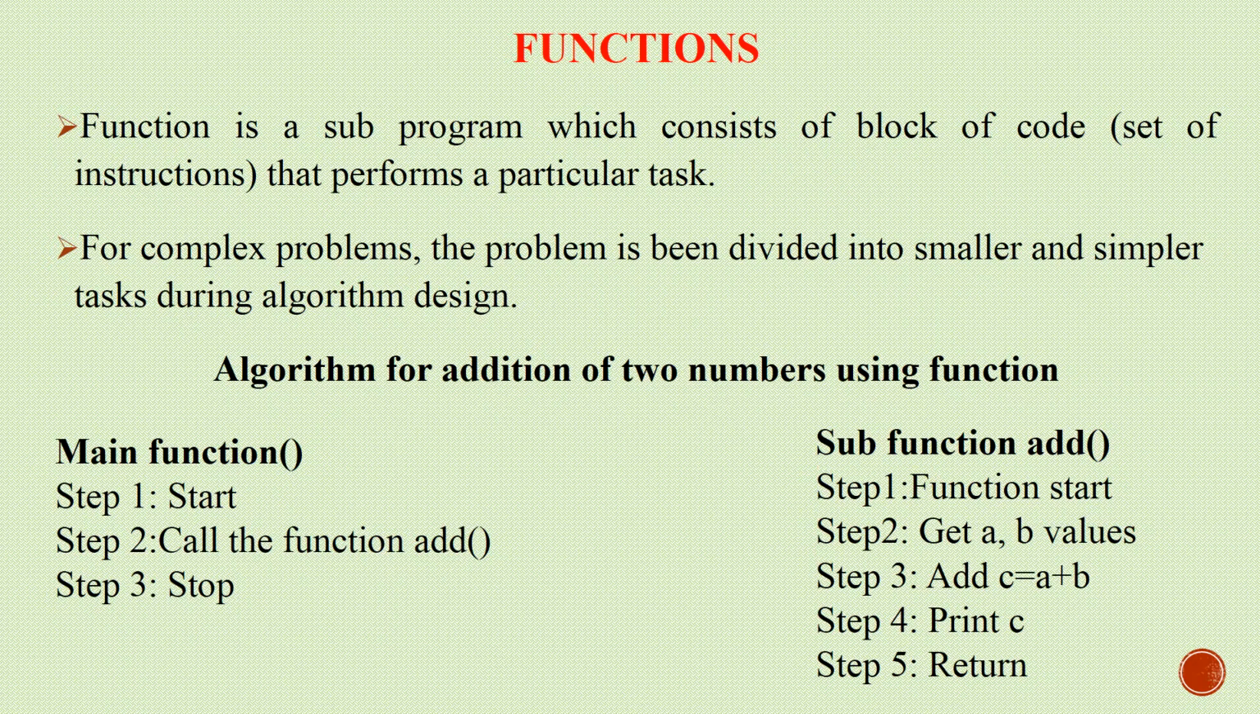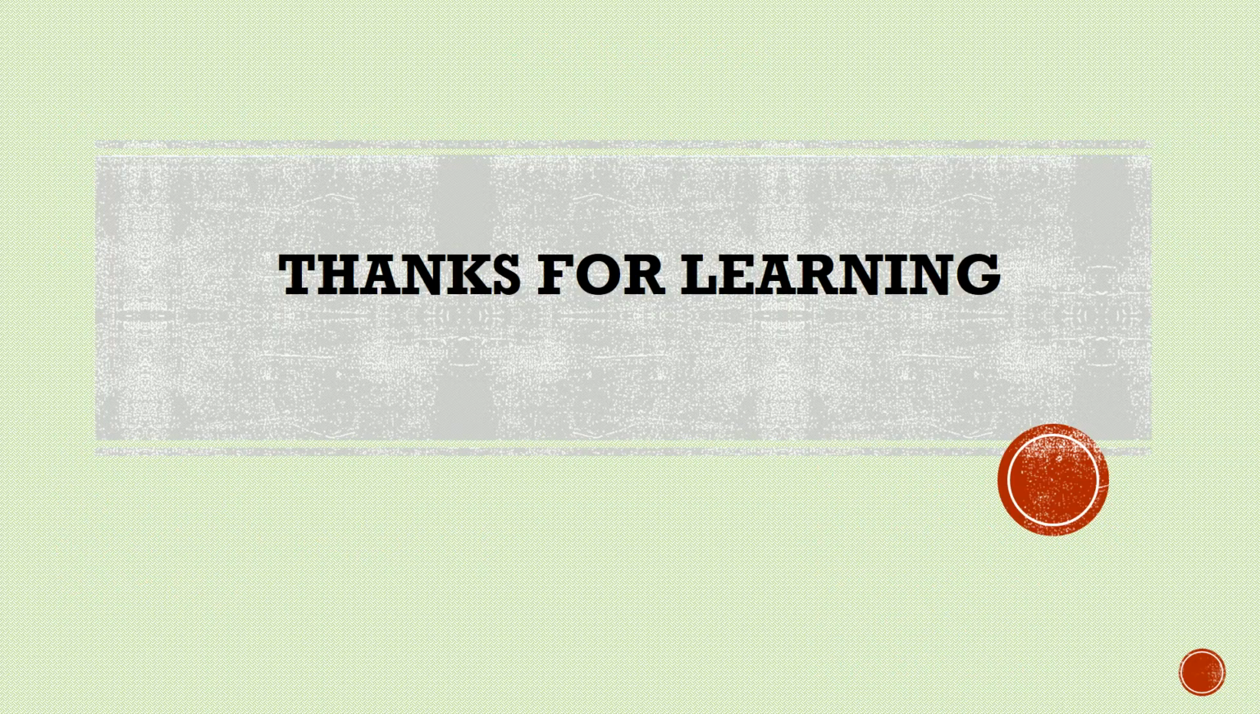So we've seen 4 important building blocks. We've seen what is a sequence, what is a selection, what is iteration, and what are functions. These 4 are the important building blocks of any algorithm. Given a problem, you should be able to write an algorithm very, very easily by making use of these 4 building blocks based on the problem that is given to you.